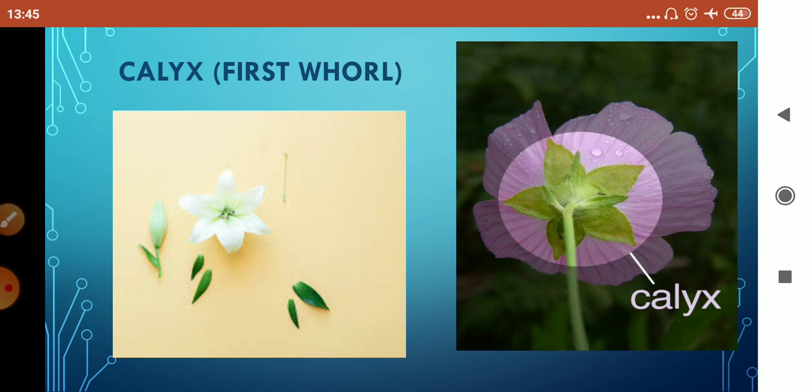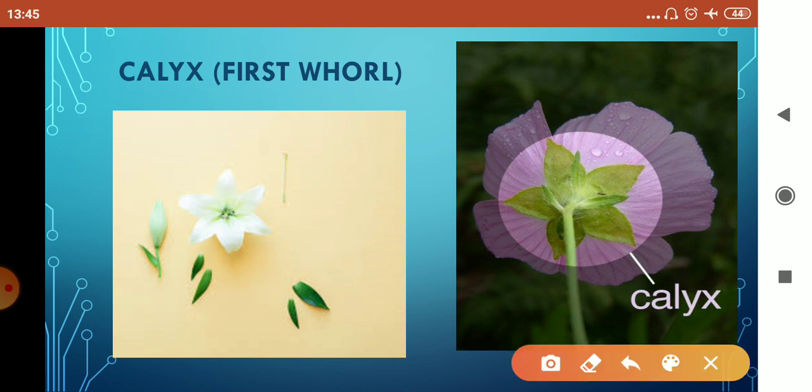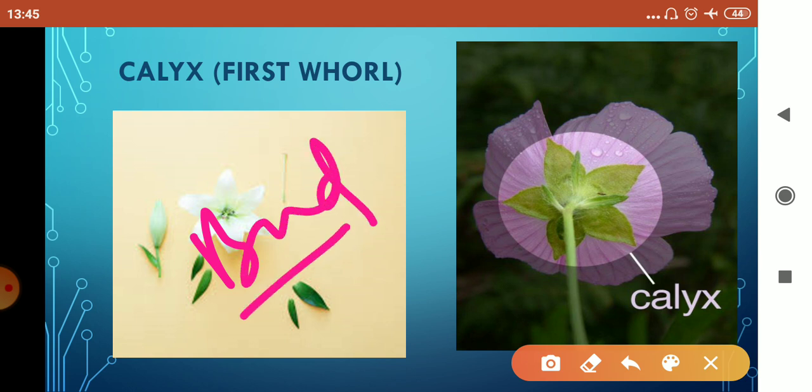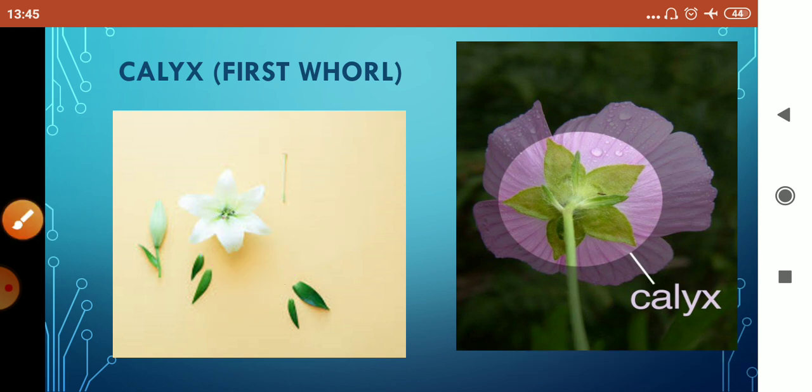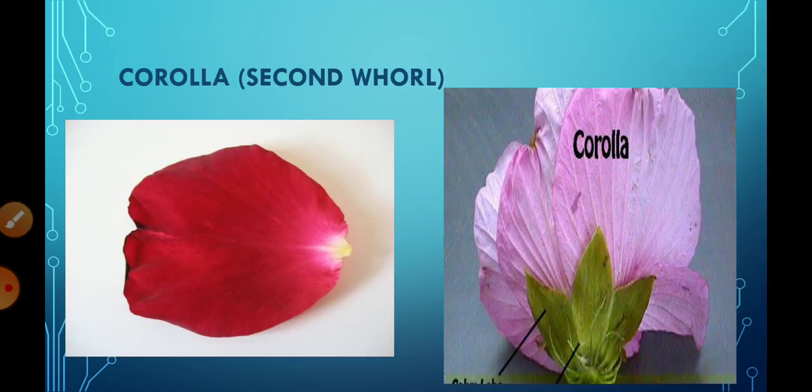Now what is a calyx? Calyx is the green part of the flower which protects the flower during bud condition, and because it is green in color it also performs the process of photosynthesis. Now let's move on to the second whorl of the flower.